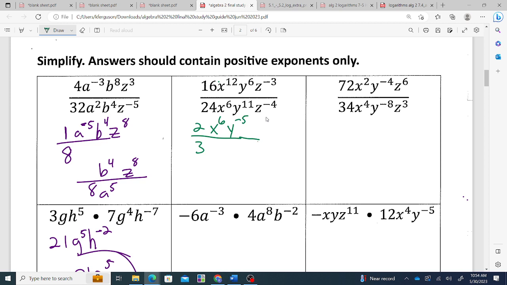And then last, I got z to the negative 3 divided by z to the negative 4. So negative 3 minus a negative 4. What's that? Yep, it turns positive. So what is it? Negative 3 minus a negative 4. If it helps you, write it out.